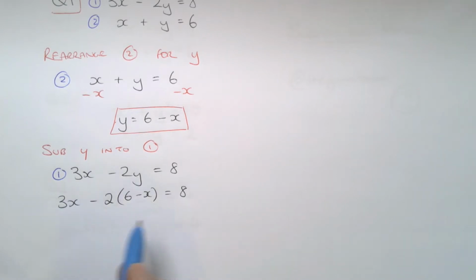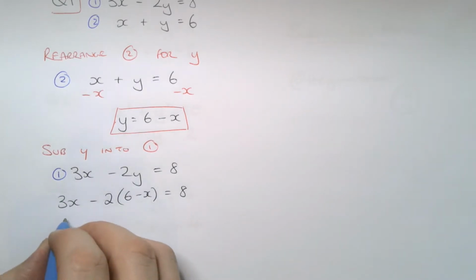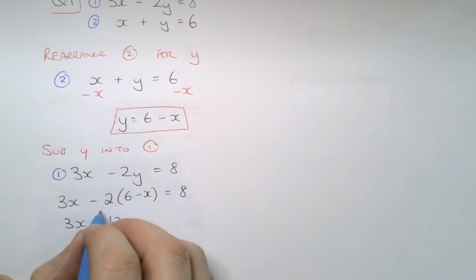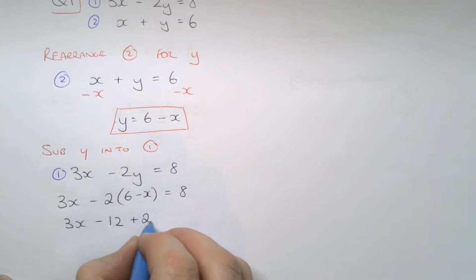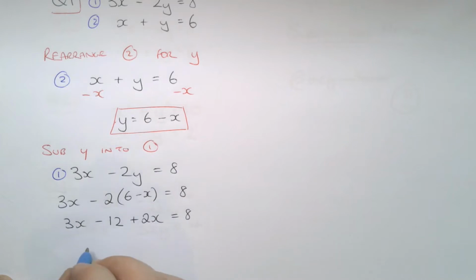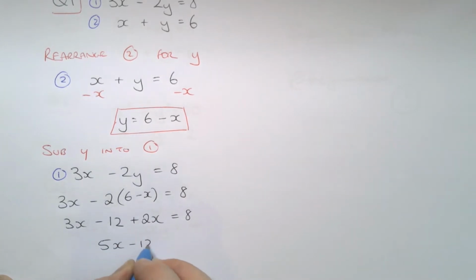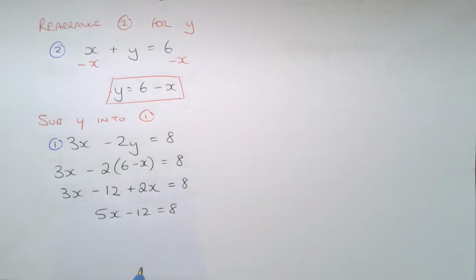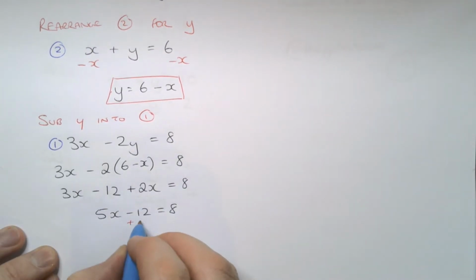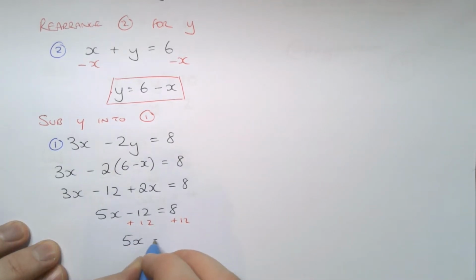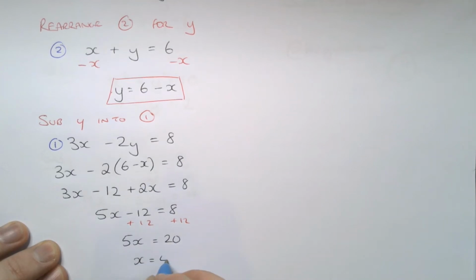Now we're going to solve this equation. This one will just give us one answer. Just be careful with your multiplication. Minus 2 by 6 is minus 12. Minus 2 by minus x is plus 2x, equals 8. 3x and 2x is 5x, so I get 5x minus 12 equals 8. I'm going to add 12 to both sides, so I get 5x equals 20. So x is 4, dividing both sides by 5.